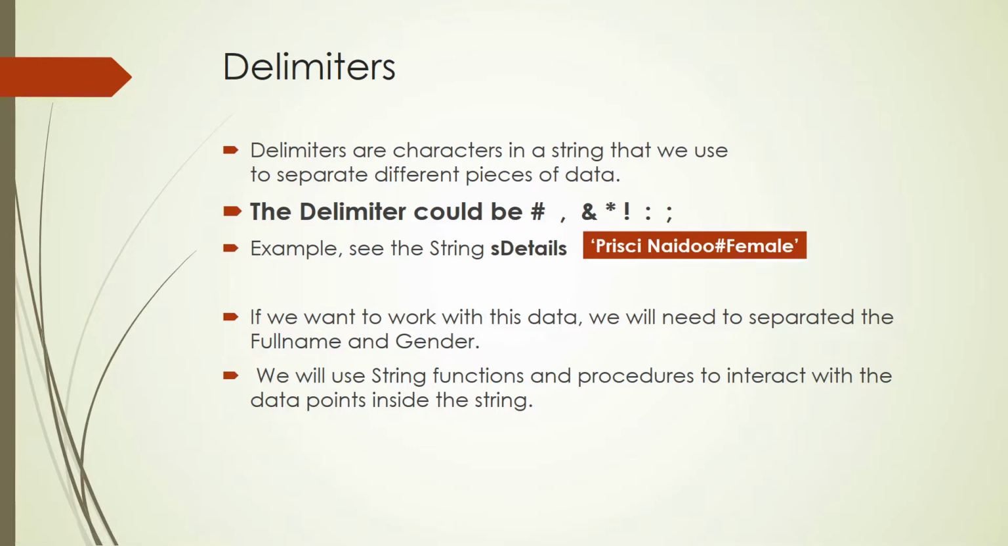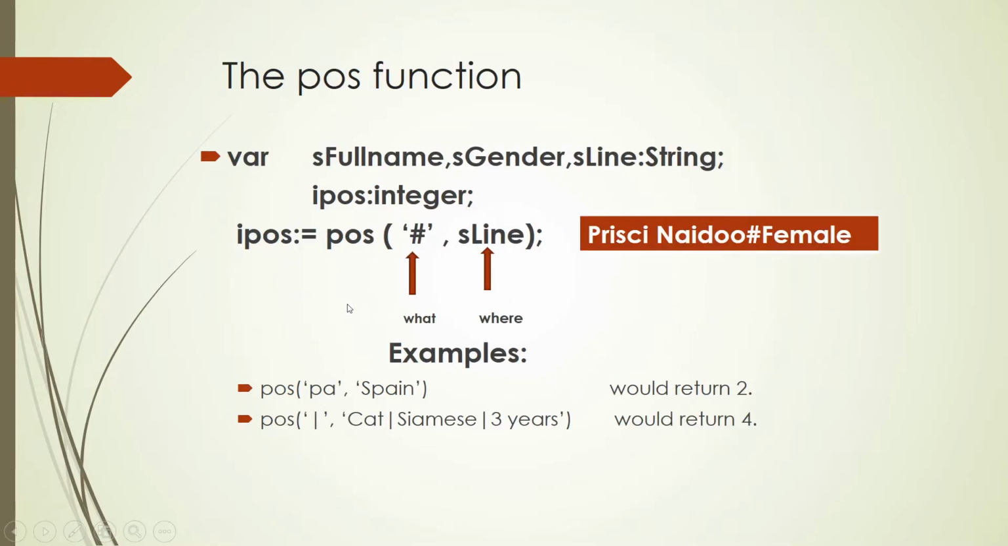So if I want to extract the full name and the gender, I've got to be using string functions and procedures to manipulate the data. Let's see what you have learned thus far that I would be able to manipulate the data with. So the first function that you have already learned is the function pos. So pos finds the position of the hash in the line of text. In this line of text, pos is going to return the position of the searched character or substring, which is the position of the hash.